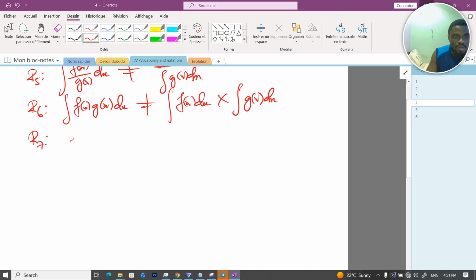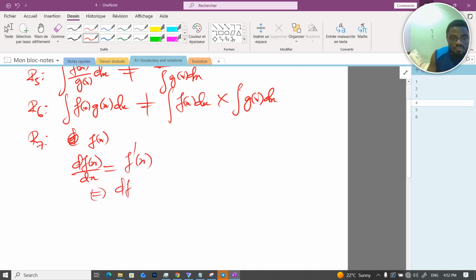I think you remember that if you are given a function f of x and you are asked to differentiate it, to find the derivative of f of x, I think you remember that the derivative of f of x with respect to x can still be noted as what? F prime of x. Recall that.